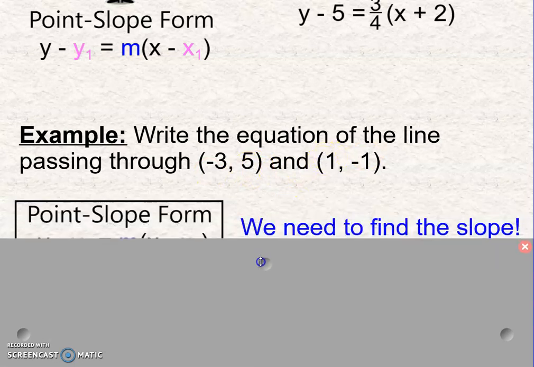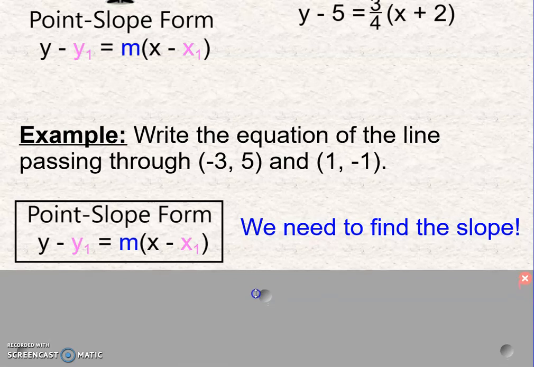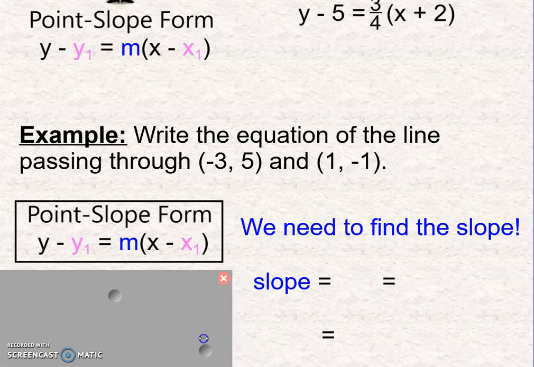Now remember, when we're talking about point slope form, we need to have a y value and an x value, and we have that. As a matter of fact, we happen to have 2 of each, but we also need the slope. So I think the first thing we need to do is find the slope. So let's do that now.